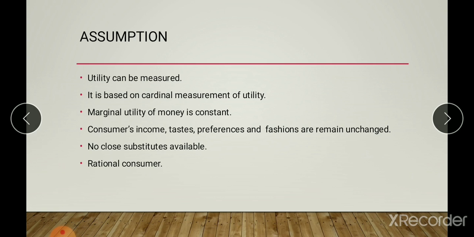And in ordinal measurement, the utility cannot be measured in terms of number. It can be ranked. So that is the difference between cardinal measurement and ordinal measurement.